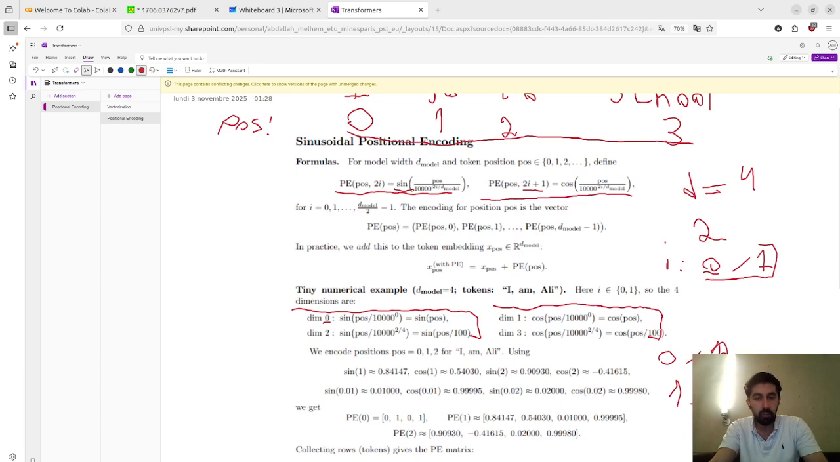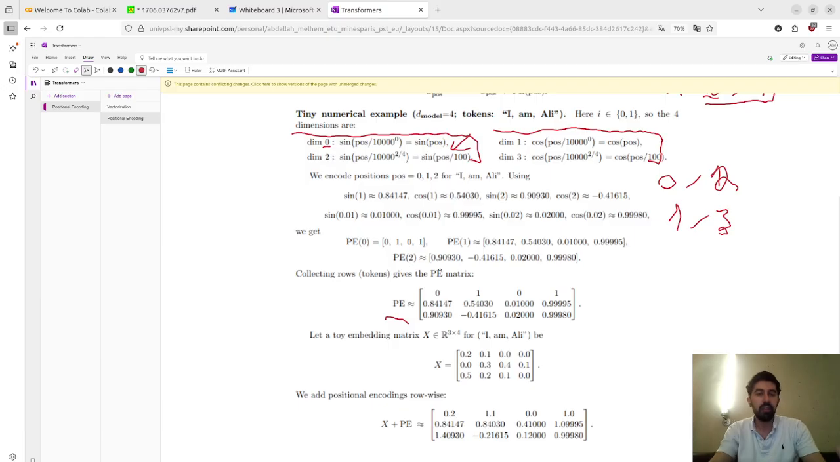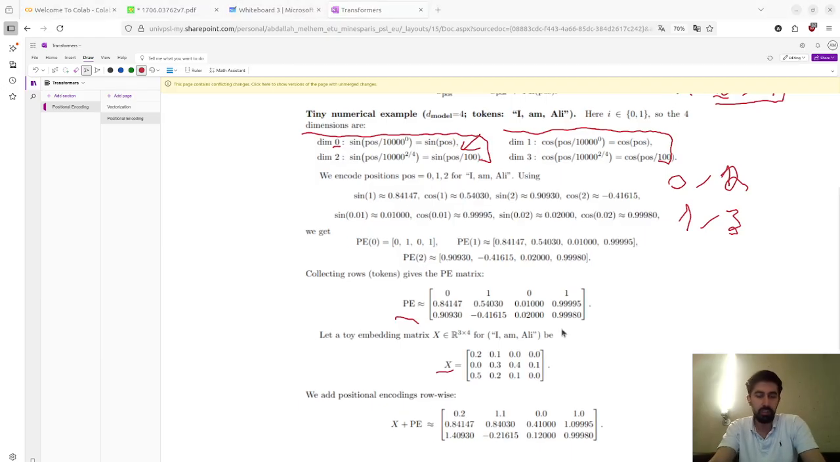You substitute the pos here. You get your 4 vectors. You put them in a matrix. We call it the PE matrix. Then you take the originally calculated x, and finally, you add x to the positional encoding matrix. And that's it for the positional encoding.